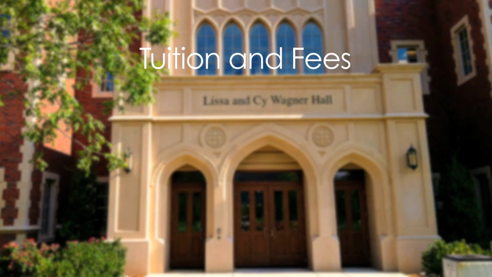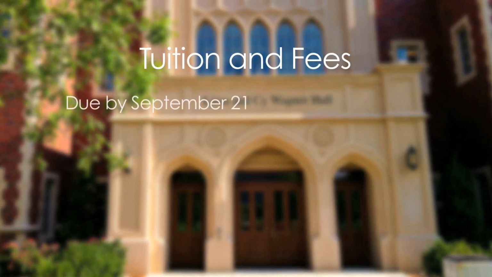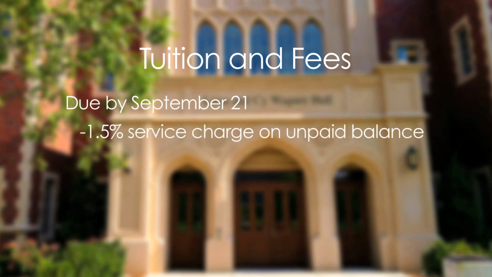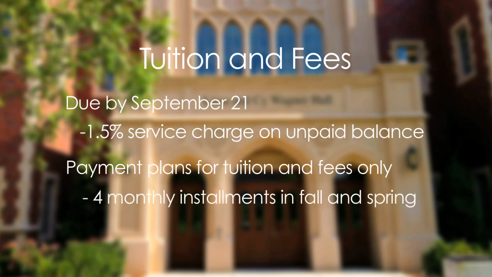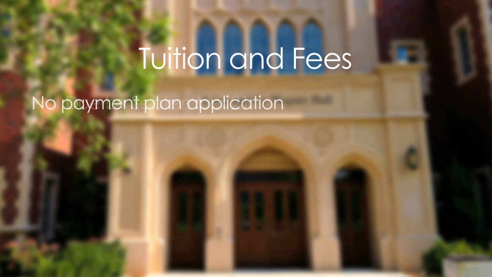Tuition and fees are due in full by the first billing date, September 21st. The university charges a 1.5% service charge on the unpaid balance, so to avoid paying extra, pay in full by September 21st. We provide a payment plan for tuition and fees only. You may pay in 4 monthly installments in the fall and spring terms and 2 payments in the summer. There is no application for participation in the monthly payment plan.